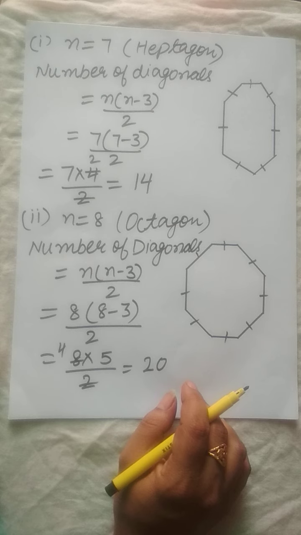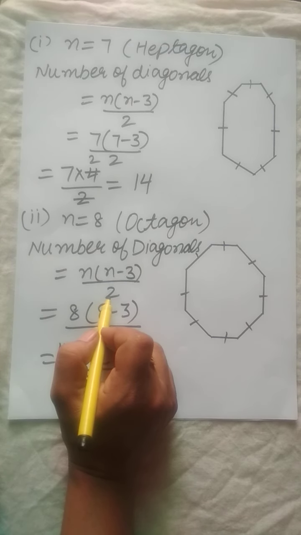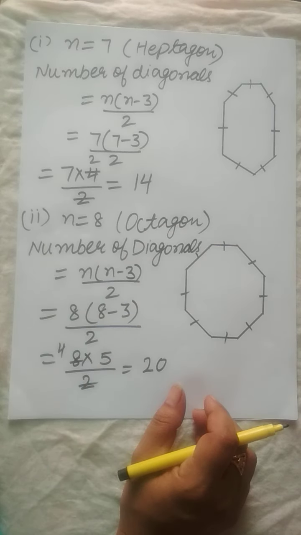In this way, students, you will be given a diagram. You have to count the number of sides and then use this formula, that is number of diagonals is equal to n into n minus 3 divided by 2, to find out the number of diagonals.